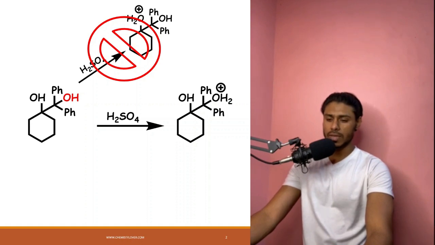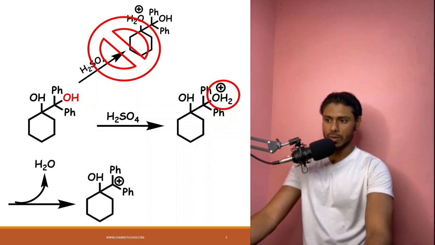Now let us go forward with the species that will form. From the protonated species, if I mark the OH2+ with a red circle, the molecule is left with only one option, that is it can remove this OH2+ as a water molecule. If this happens, you will get this carbocation, and this carbocation is very much stabilized by the positive R effect of the phenyl groups.